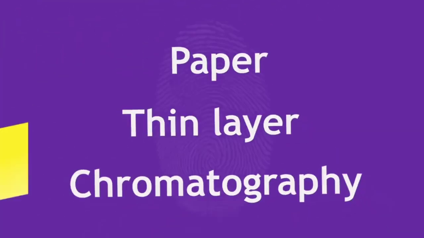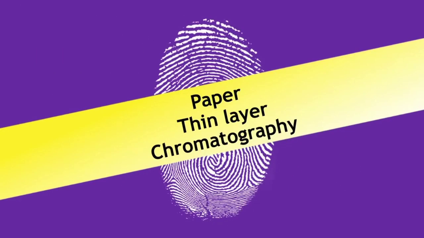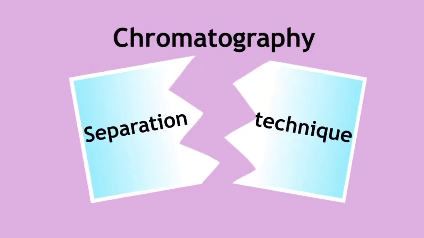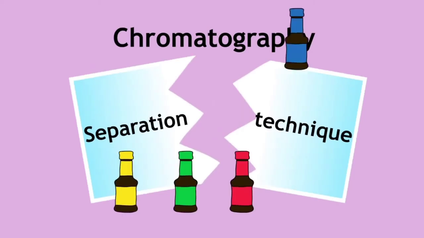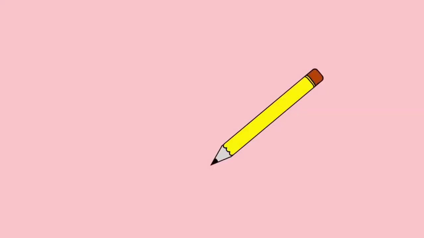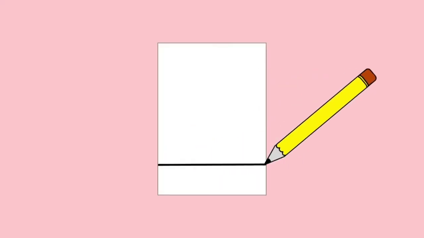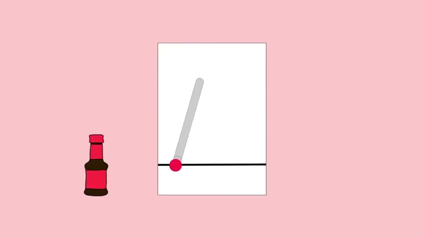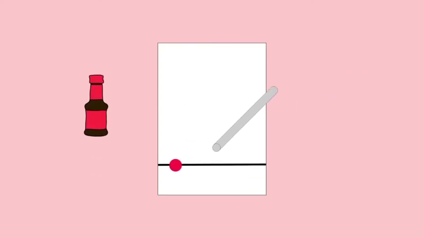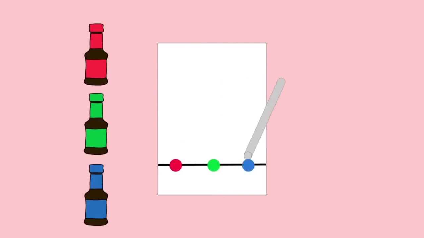Paper and thin layer chromatography, both of which are used in forensic science applications. Chromatography is a separation technique, and this will be demonstrated using food coloring. Using a pencil, draw a line at the bottom of a strip of chromatography paper. Dab a small spot of red food coloring on the pencil line and repeat with green and blue food coloring.